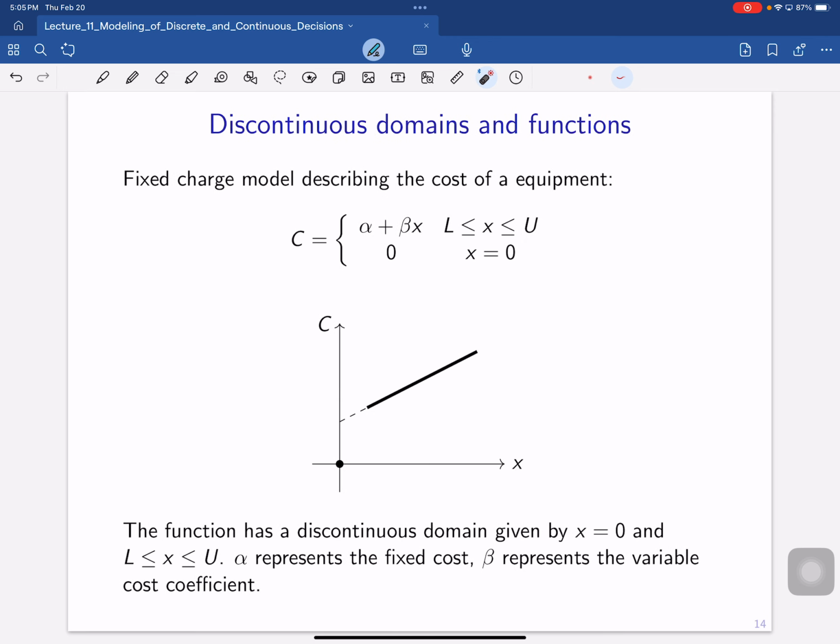So the function is represented as this function here. At x equal to 0, the cost is 0. Now the domain is not included between 0 and L, and then between L and U, you have a linear function. So how do we represent this function?